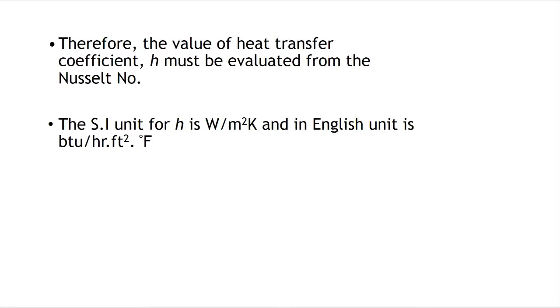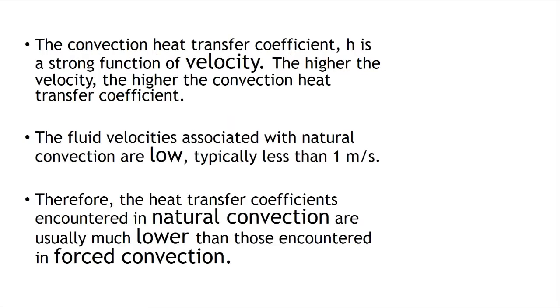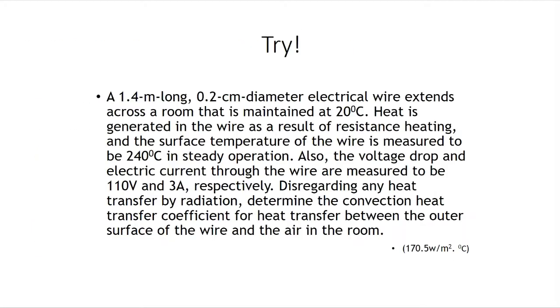The SI unit for H is watt per meter squared Kelvin, and the English unit is BTU per hour feet squared Fahrenheit. The convection heat transfer coefficient H is a strong function of velocity. The higher the velocity, the higher the convection heat transfer coefficient. The fluid velocities associated with natural convection are low, typically less than 1 meter per second. Therefore, the heat transfer coefficients encountered in natural convection are much lower than those encountered in forced convection.